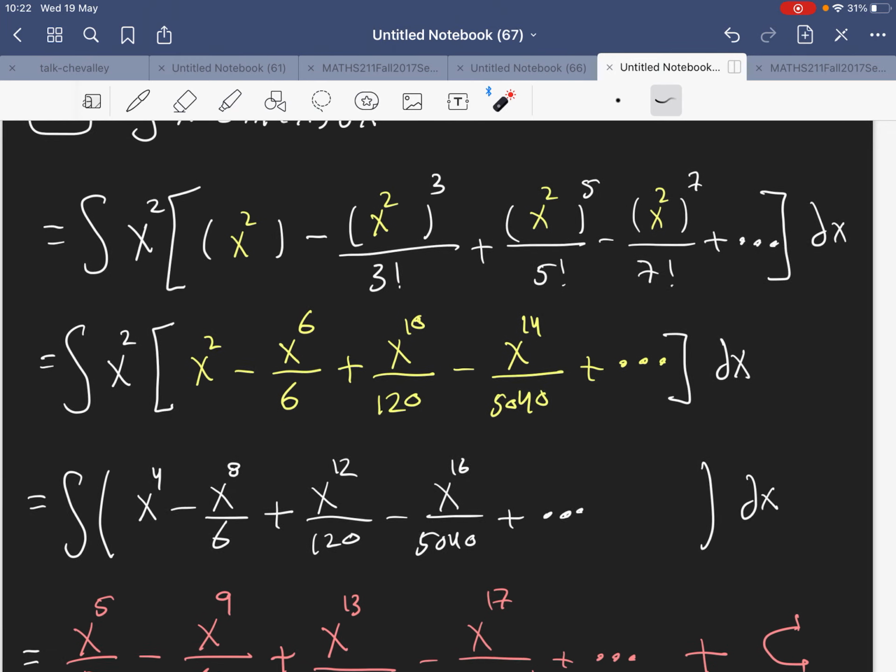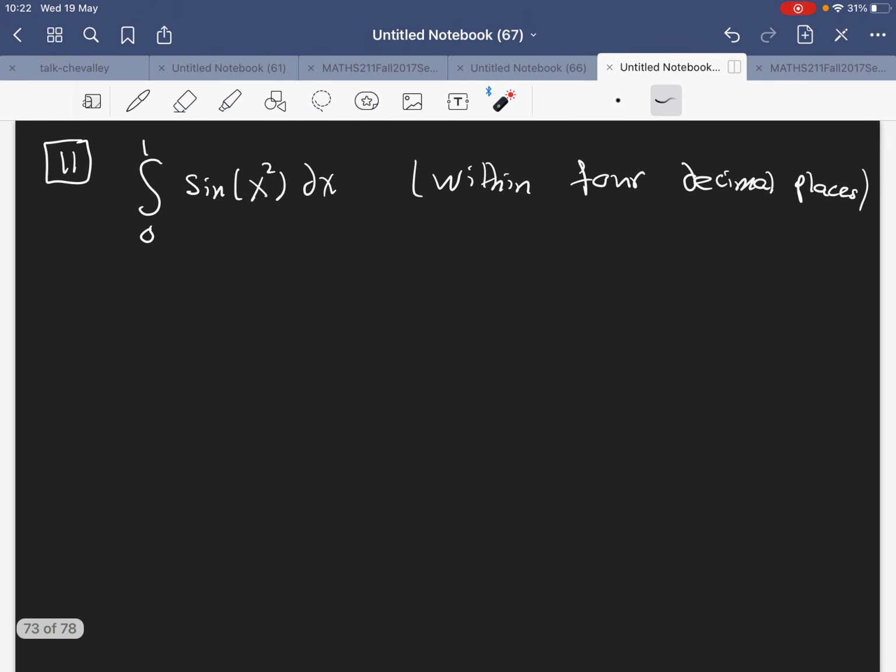And that's what we get. Now, the second question is very much similar to the previous one, but here he said he wants to find the approximation of this one up to 4 decimal places. So now this will get me back into approximation of series.